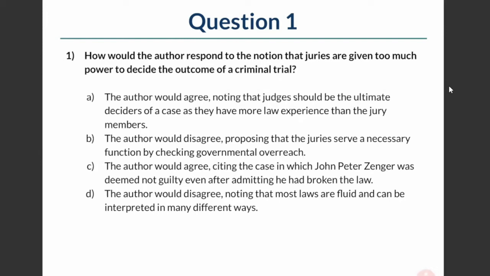How would the author respond to the notion that juries are given too much power to decide the outcome of a criminal trial? All right, I'll look at B. The author would disagree, proposing that the juries serve as a necessary function by checking governmental overreach. All right, sounds pretty good. I remember I read that when I looked back at the passage. Checking governmental overreach is a direct quote from the last paragraph of the passage, so I'm liking that answer choice.